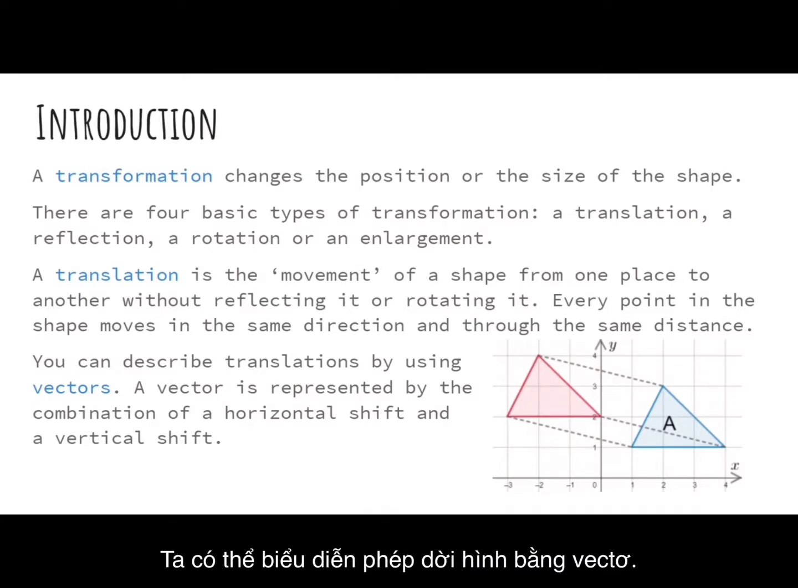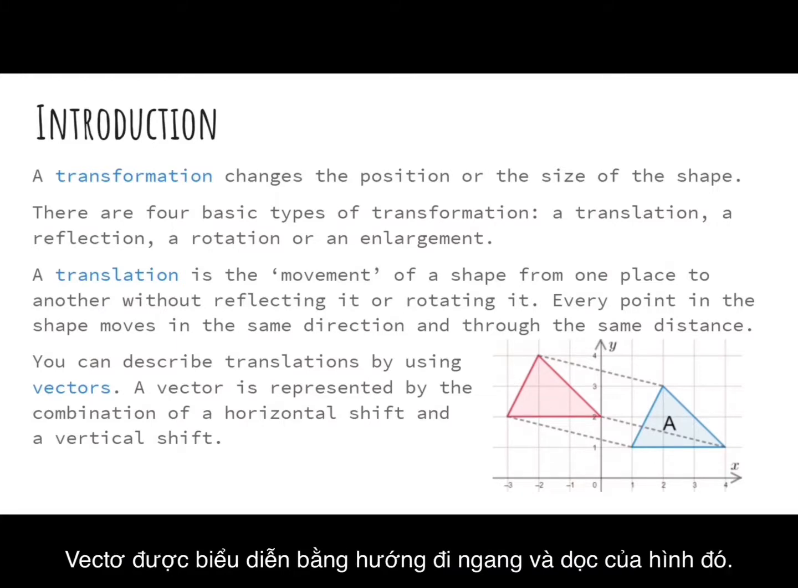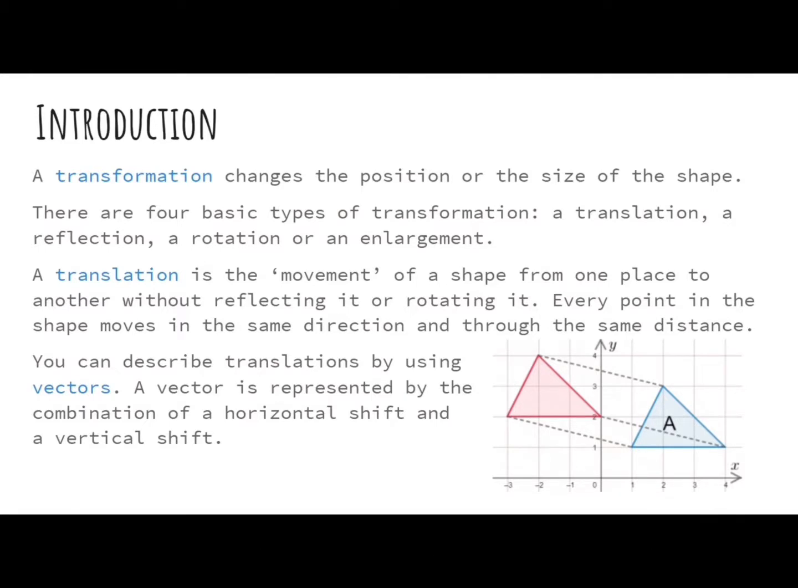You can describe translations by using vectors. A vector is represented by the combination of a horizontal shift and a vertical shift. You can see the image of an example of translation on the right.